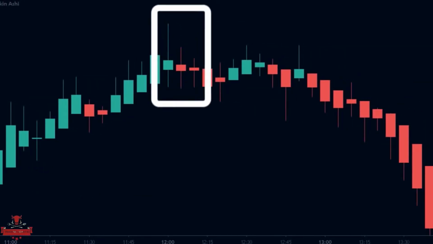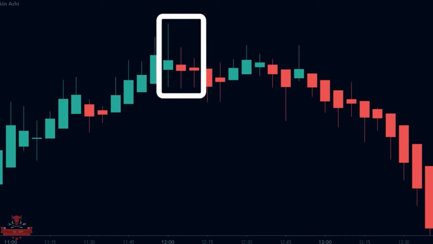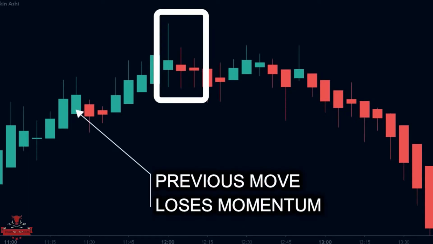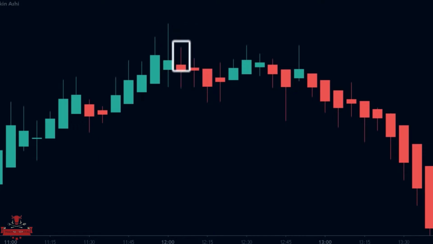Lastly, there are these doji candles that sometimes appear on the chart. They generally form at the top or bottom of the move. These candles indicate that the momentum of the previous move has been completely lost. Hence, this gives a signal that a reversal may be on the cards.